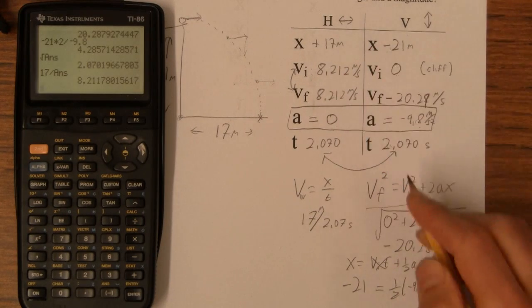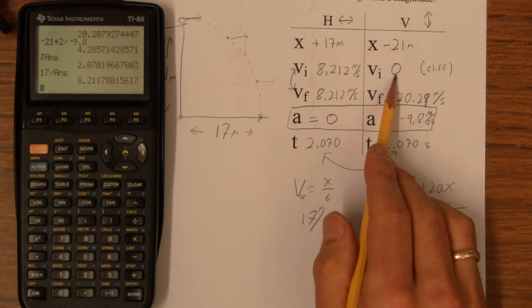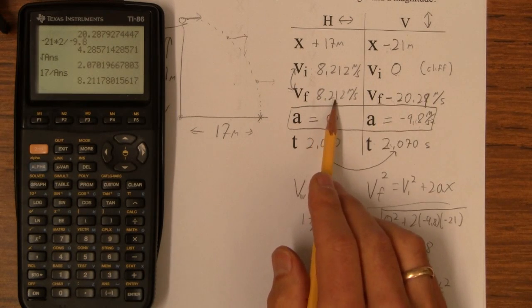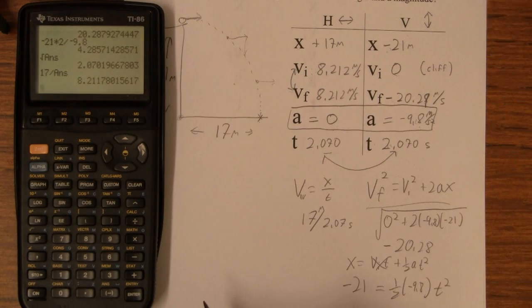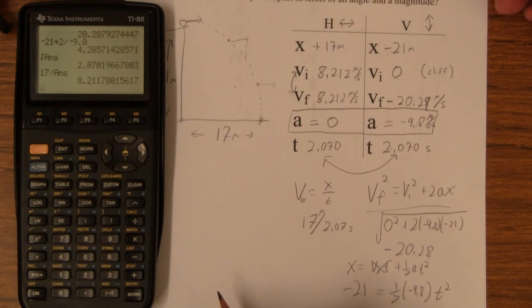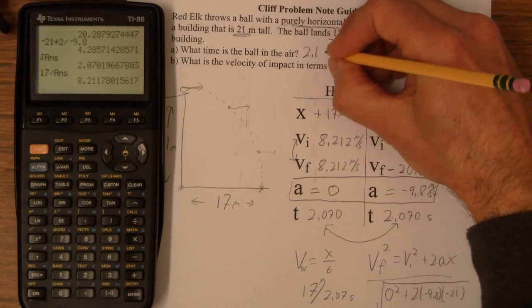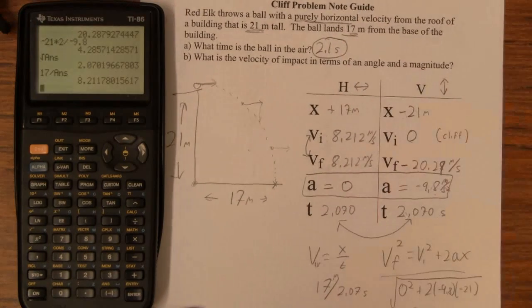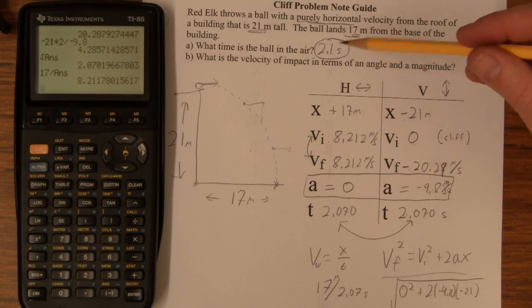And then this one's the same, because it never changes. So to start with, we're moving 8.212 over and 0 up and down. At the end, we're going 8.212 over and 20.29 down. So at this point, we've solved for the time. Yep, time in the air is about 2.1 seconds. Notice that we reported 2.1 there for significant figures because we got two figures, so that's all good. Now here's the trick.